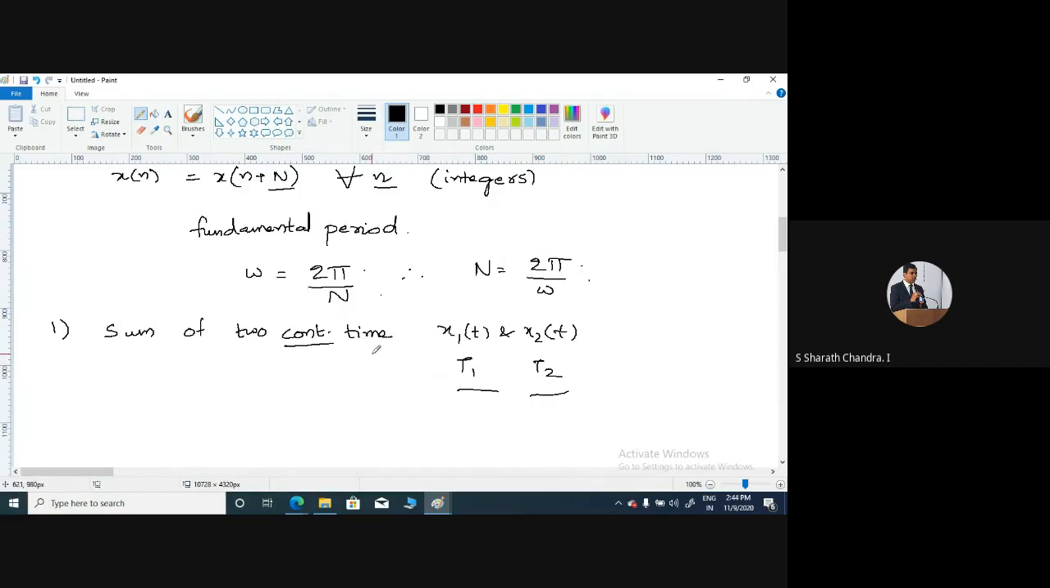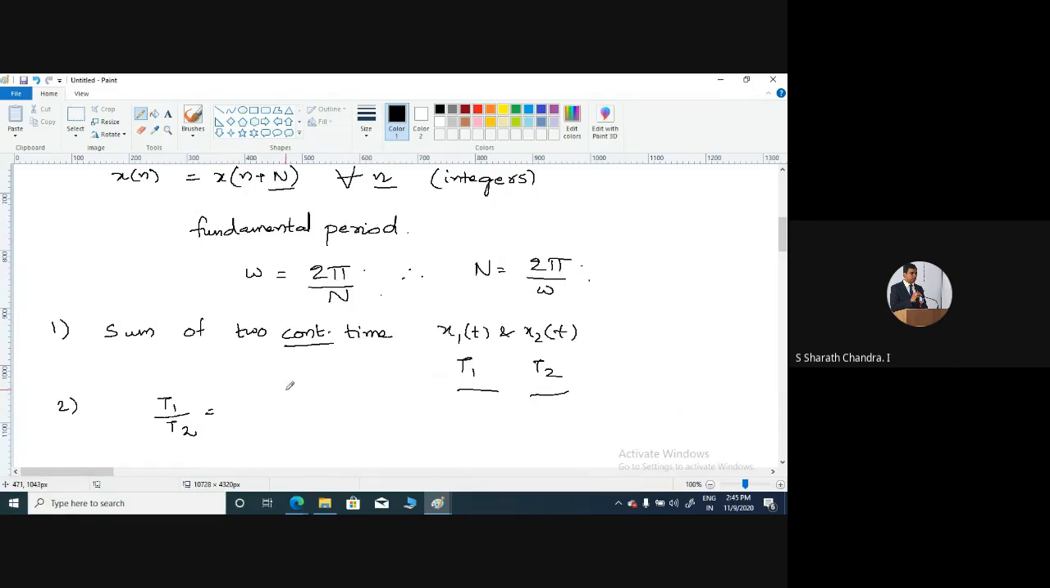Okay, and I would like to say that relation. What is a relation? The sum of two periodic signals is periodic only if the ratio of their respective periods, that is, the ratio of T1 by T2, is a rational number.